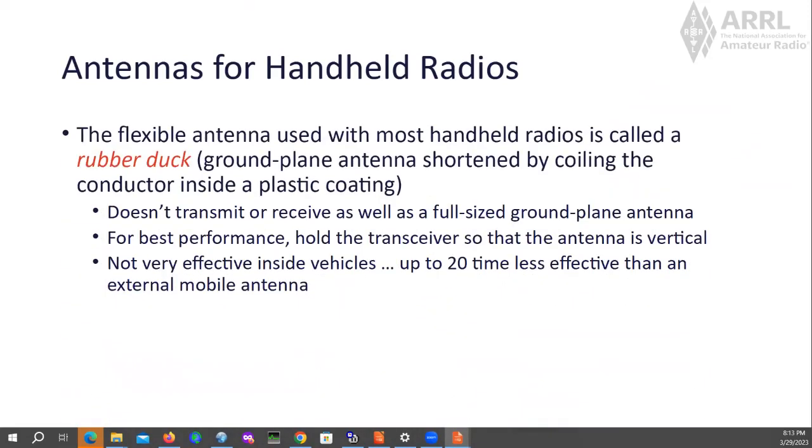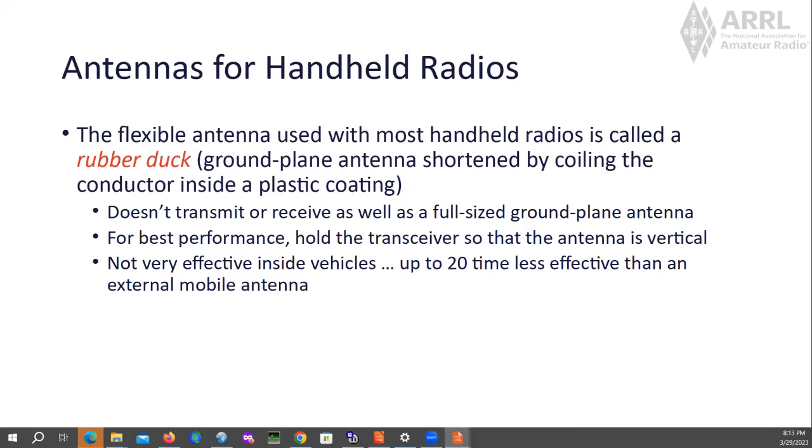Antennas for handheld radios. The flexible antenna used with most handheld radios is called a rubber duck. It's a ground plane antenna shortened by coiling the conductor inside a plastic coating. It does not transmit or receive as well as a full-size ground plane antenna. For best performance, hold the transceiver so the antenna is vertical.